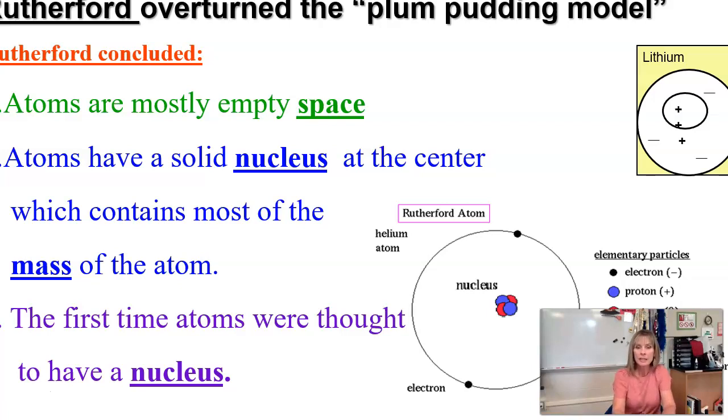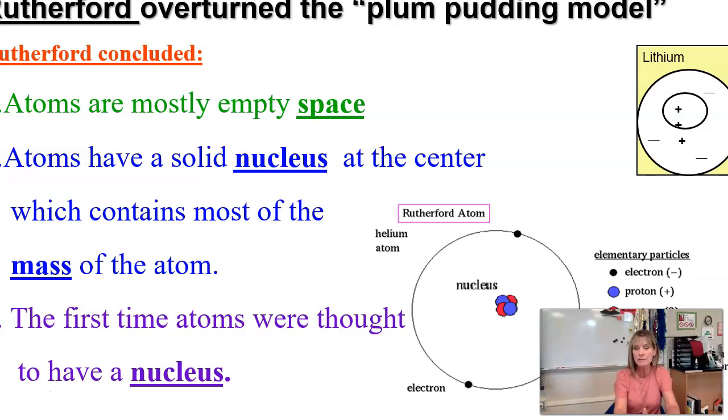He concluded that atoms are mostly empty space. This is a big one. We don't think of them as being empty space, but the nucleus is so tiny compared to the rest of the atom that most of what's making up that atom, whether those electrons are running around, is empty space. Also, atoms have a solid nucleus at the center, which contains most of the mass of the atom. Why? Because protons and neutrons live in the nucleus of the atom, and those are the only two things that have any real mass.